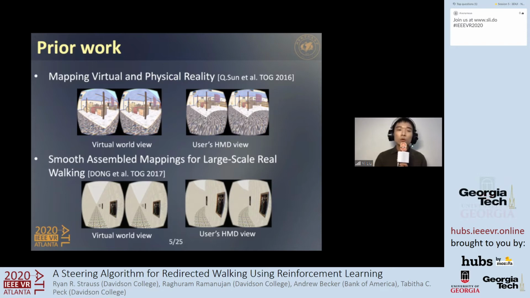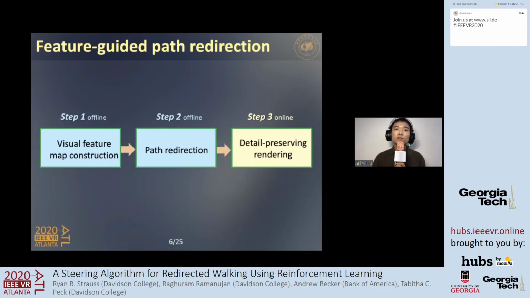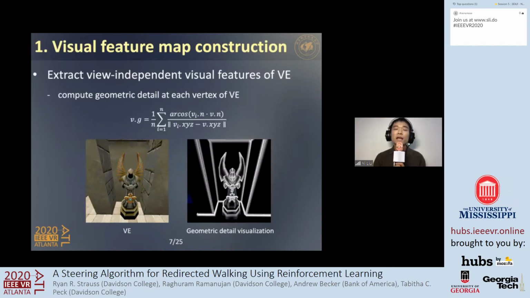We propose a static path redirection method which takes into account the visual features of the VE. Here is an overview of our method. In the first offline step, we construct a visual feature map that records the locations of the VE with high detail. In the second offline step, we compute a mapping between the workable part of the VE and the physical space using a mass spring optimization. Then, at runtime, path redirection is refined based on the current user viewpoint with a detail preserving rendering algorithm that minimizes visual distortions.